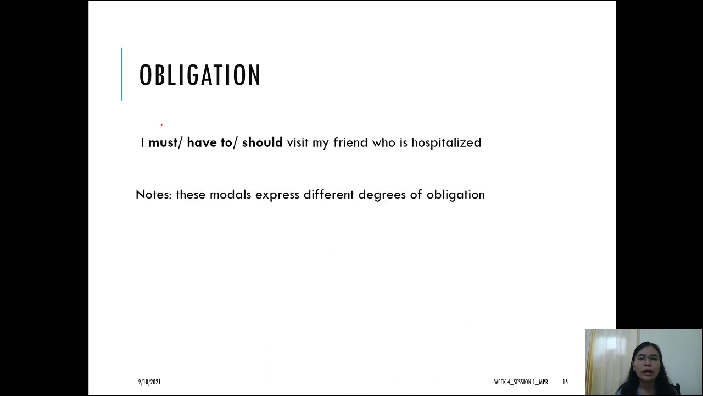And then now we talk about obligation. For the obligation function, you can use must, have to, or should, but they have different degrees of obligation. For example, if you say should, then it's more like a suggestion rather than an obligation. Although you can say "you should eat," you kind of give a strong advice, but if you say "you must eat," then it's stronger than should, something like that.